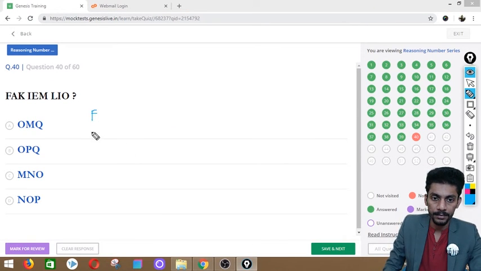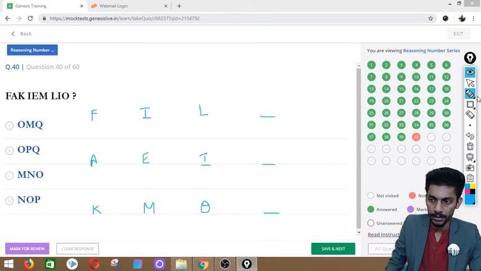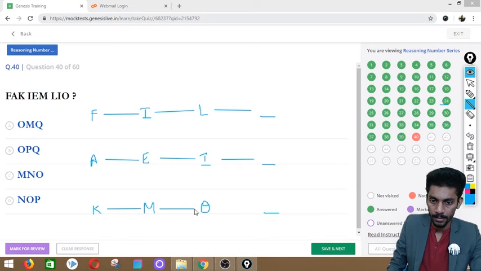F, A and K, I, E, M, L, I, O, and what are the next three terms? We need to find out the relation between these terms. If we get some relation, we can find the answer very easily. For your better understanding I'm doing this; in your exam, don't waste time doing all these things.